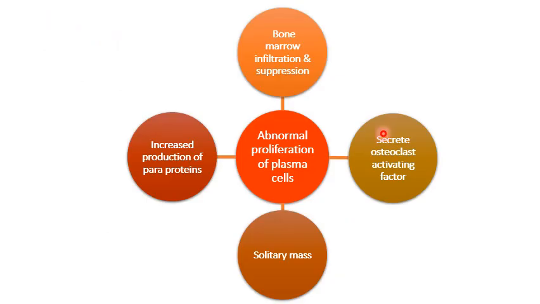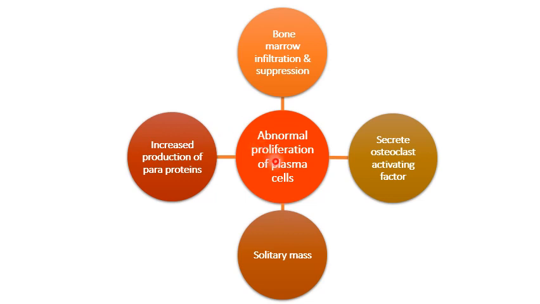Okay. Now we know that there is abnormal proliferation of plasma cells, and it can cause 4 pathophysiological abnormalities which are responsible for the production of signs and symptoms in myeloma. So that's why all the signs and symptoms can be explained in multiple myeloma. First, with abnormal proliferation of plasma cells, there is increased production of immunoglobulins or paraproteins. So that is one thing.